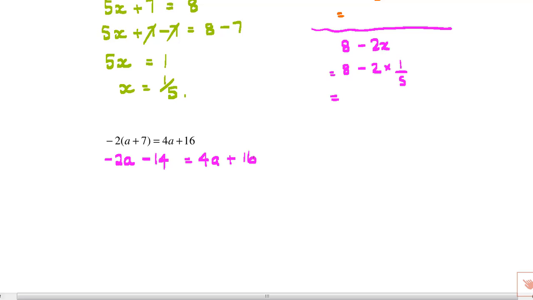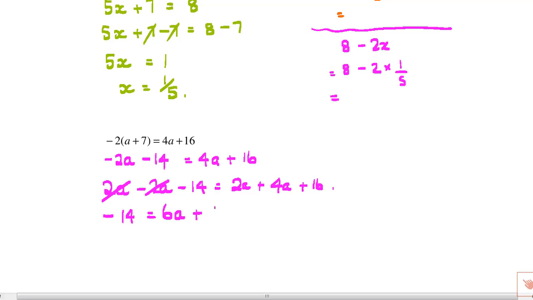And now what are we going to do? Now it doesn't really matter whether we have the unknown on the left hand side or the right hand side. In this case I'm going to add 2a to both sides, because otherwise I'm going to end up with -a terms on the left hand side. So if I add 2a to both sides of the equation, I'll get that. And of course on the left hand side, 2a subtract 2a is 0. I have -14 equals 6a plus 16.